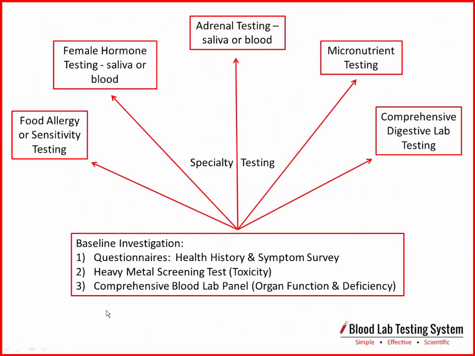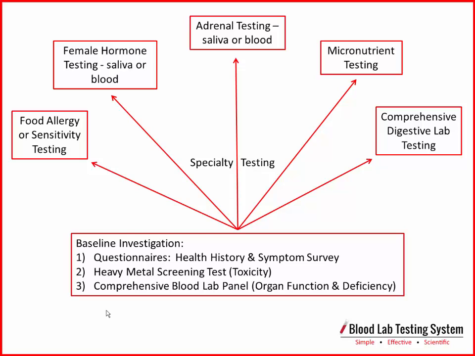So again, my baseline investigation is doing a couple sets of questionnaires, the heavy metal screening test. If you have more questions on the heavy metal screening test, just call or email me. And then my third item that I will pretty much always do for my baseline investigation is the comprehensive blood lab testing panel as a way to measure what's going on with organ function as well as possible deficiencies within the body. So this is the comprehensive lab panel that we've already looked at a little bit in the first basic training video, as well as you may have seen in the video introduction for the BLT system.